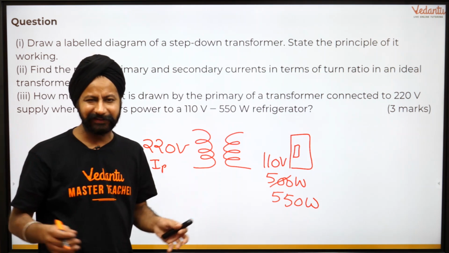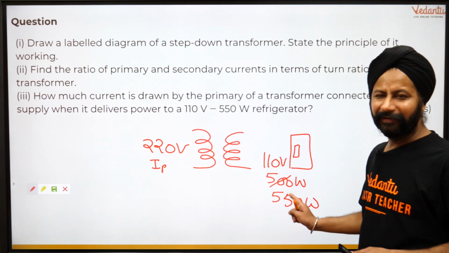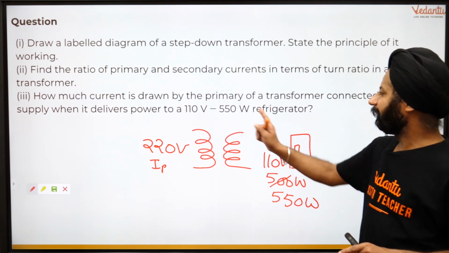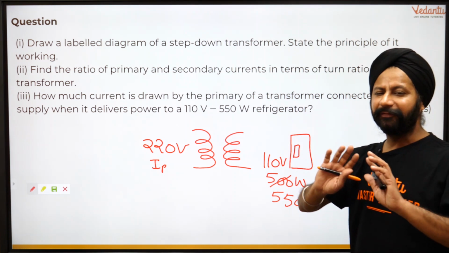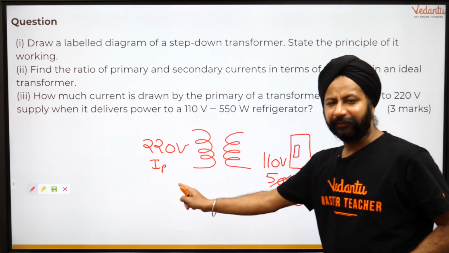500 से मुझे थोड़ा सा ज़्यादा effort करना पड़ता. See how easy they have made the calculations for you. 550 watts. But anyway, this is 550 watts, and they're not telling you the efficiency. You can assume if efficiency is not given, the machine is 100% efficient. So 550 watts here, 550 watts here.